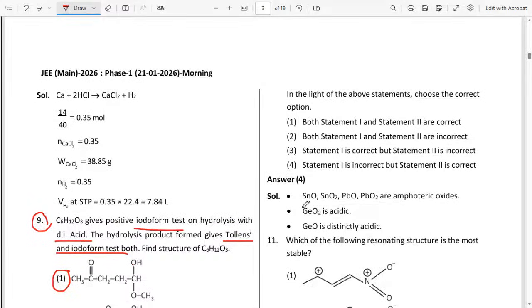So we know that SnO, tin dioxide, lead oxide and lead dioxide are amphoteric oxides. Yes, germanium dioxide is acidic, germanium oxide is distinctly acidic. So statement 1 is incorrect, but statement 2 is correct. Option number 4 is the correct option, students.